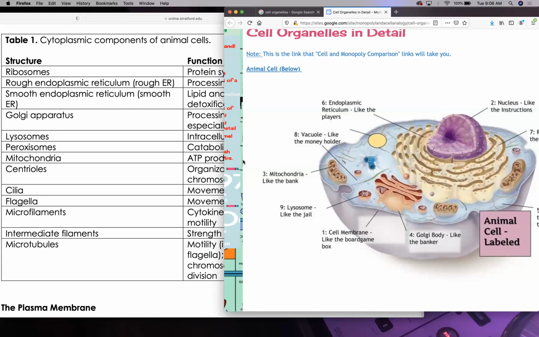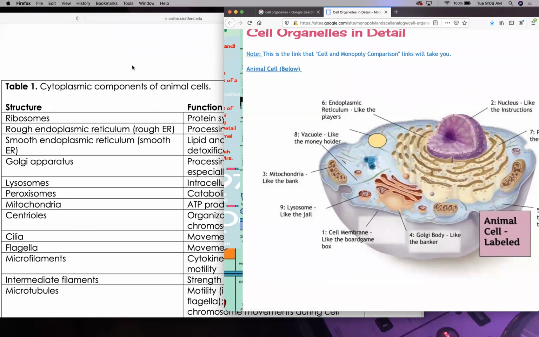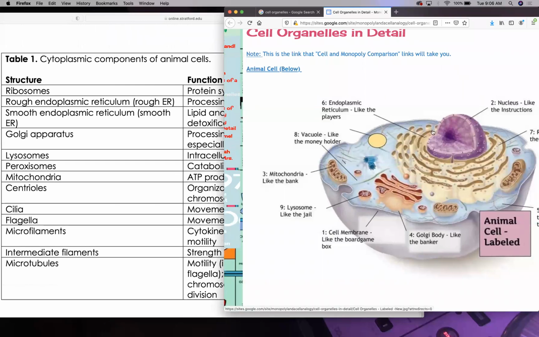All right, let me write down the next name. So the nucleus is, there you go. I'll do it myself. So the nucleus is the brain of the cell. It tells the cell what to do. And inside the nucleus here, if you look at here, is DNA.